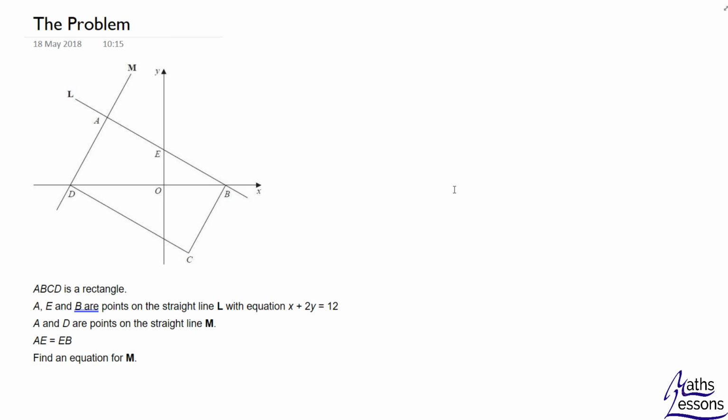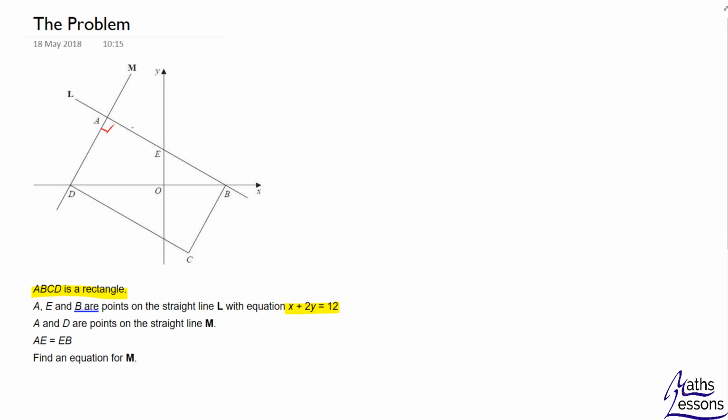and get some ideas of whether you're going right or wrong. Now, the key things in this question are A, E, B are on the points line L with this equation. A, D are points on the line M. We know that ABCD is a rectangle. That tells us that they're going to be at right angles to each other.